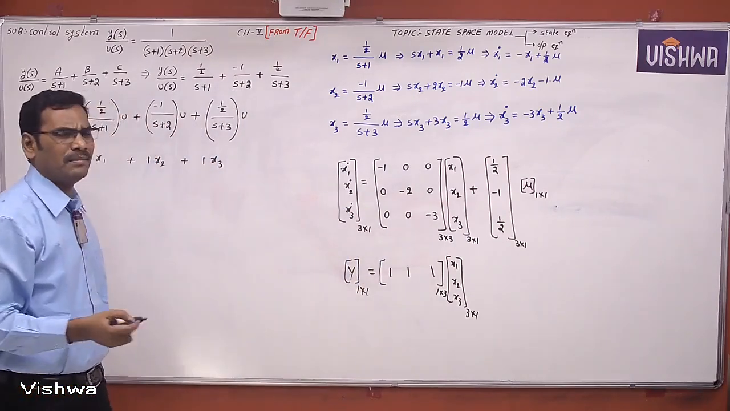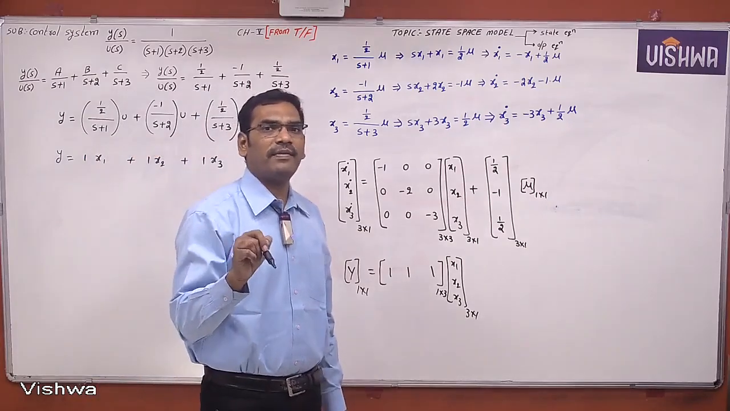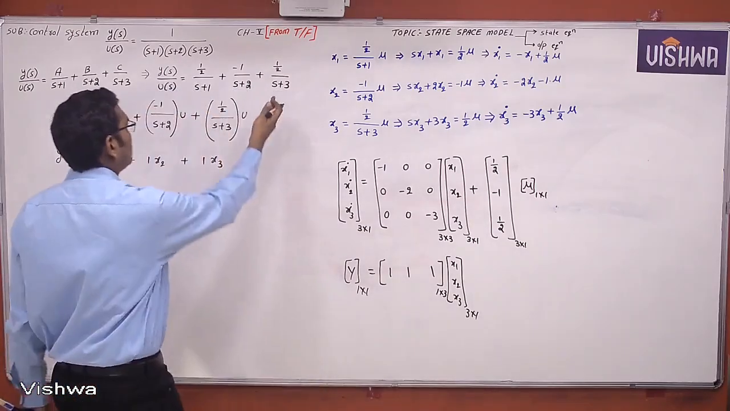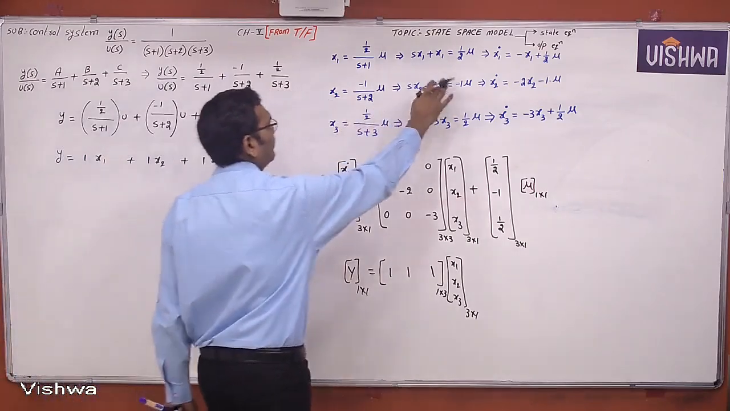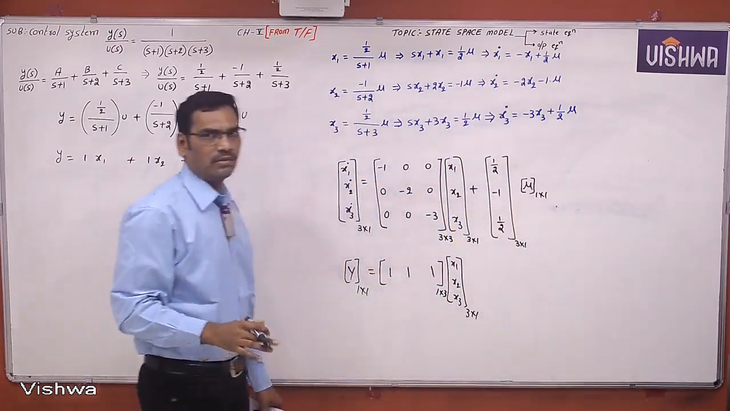Clear or not? It is the same general first procedure. What is the first procedure? From the differential equation. So cross multiplication means again I convert into a differential equation. When the differential equation is available, it is a general procedure. Okay, note this down.